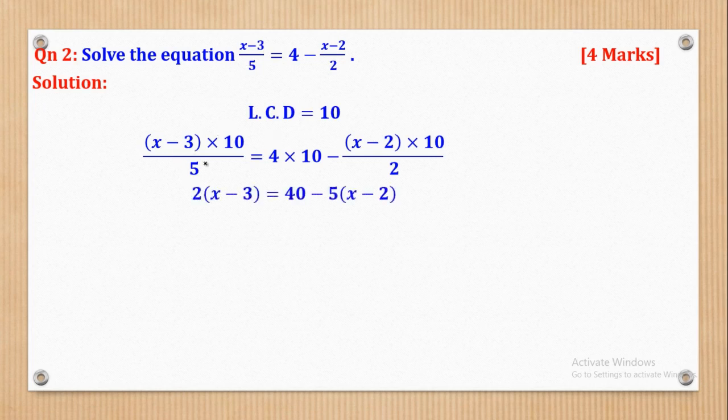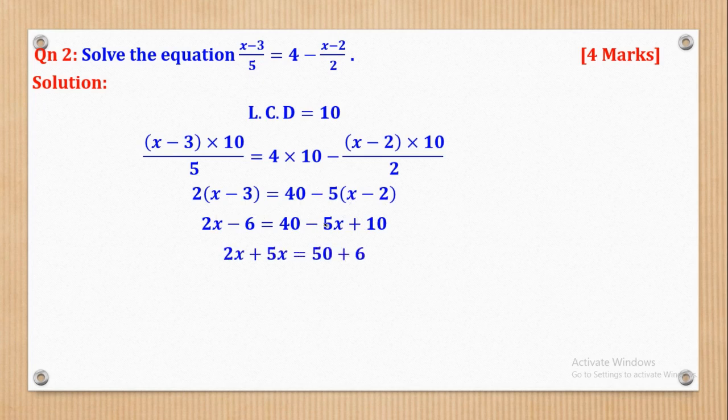Now next is to simplify. 10 divided by 5 gives me 2, which is there. 4 by 10 gives me 40. Then 10 divided by 2 gives me 5, which is there. Next is open brackets, so 2 by x gives me 2x, then 2 by 3 gives me 6. 40 is there, then 5 by x gives me 5x, and 5 by negative 2 gives me negative 10, but because of this negative and this negative, it will give me positive. So that is why I'm writing a positive here.